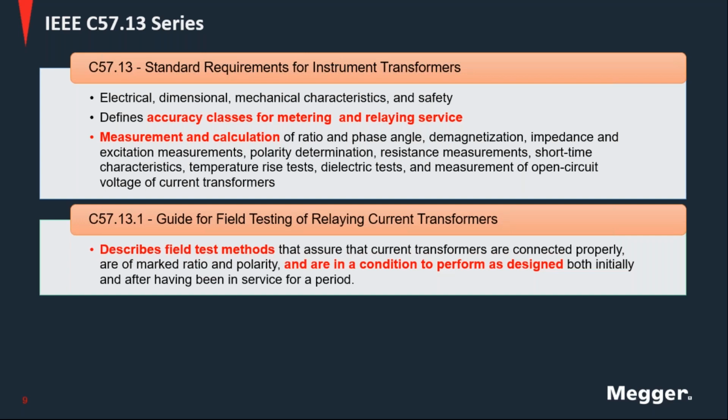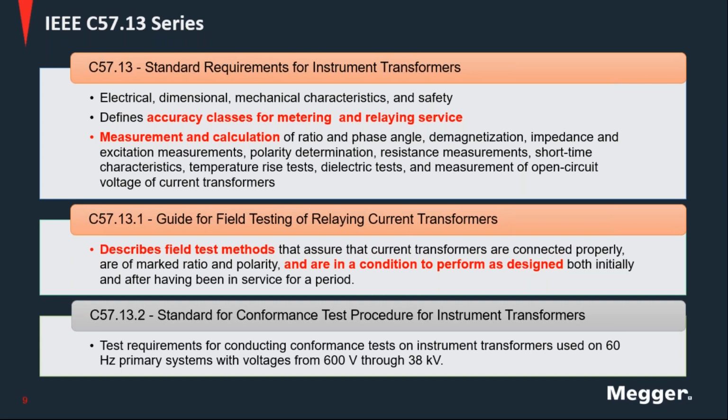As an additional source of information, we have C57.13.1, which is the guide for field testing of relay current transformers. This is the document that specifies more details about relaying class current transformers. It adds to the field test methods, and it also shows the methods to evaluate if the instrument transformer is performing as designed.